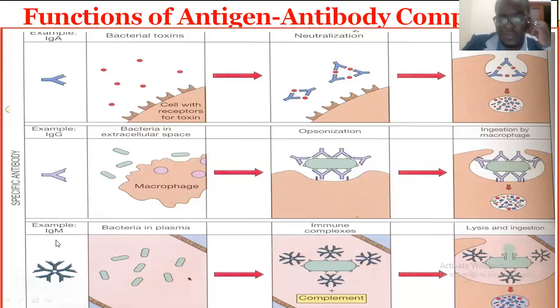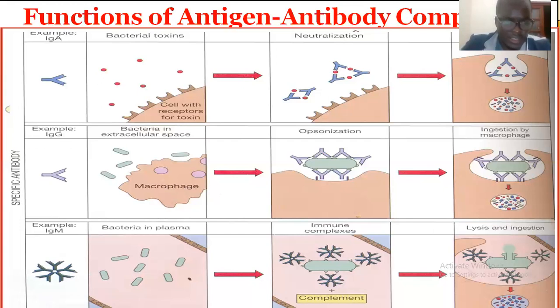Then another example is IgM. So remember, there are five antibodies: IgA, IgG, IgM, and then there's also IgE and IgD. So these are just examples. IgM, for example, are antibodies against antigens that are also found in the plasma membrane of red blood cells, like I've already said.